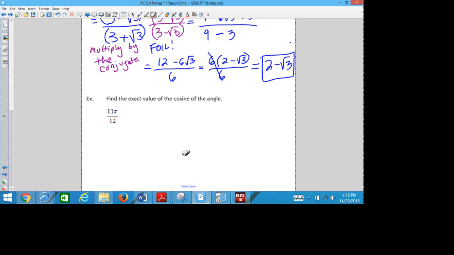Look at the next one. So the next one says, find the cosine of 11 pi over 12. Do we know 11 pi over 12 on our unit circle? No.